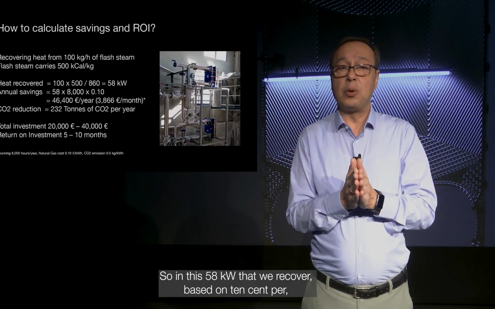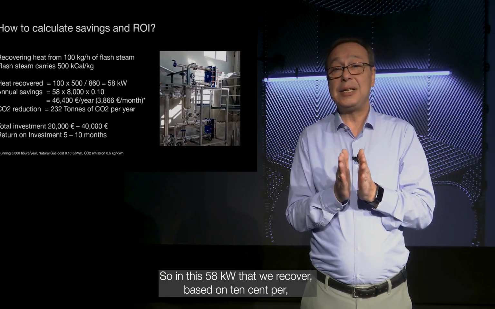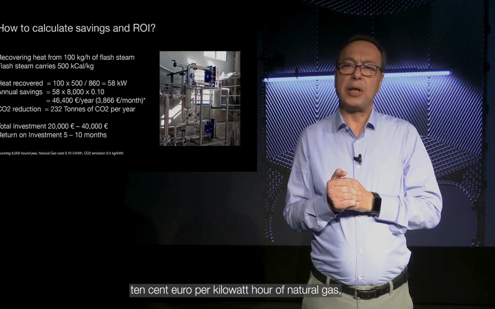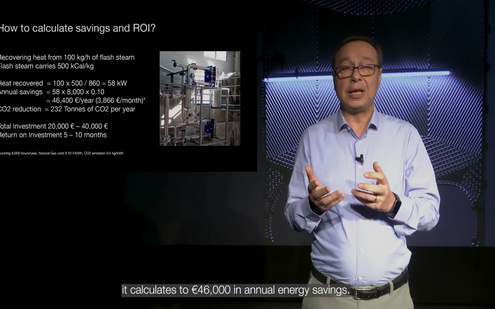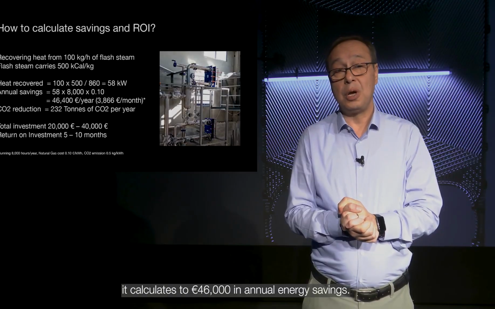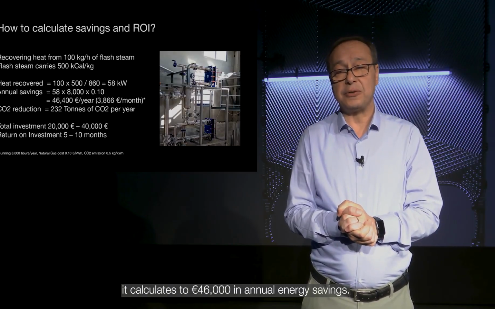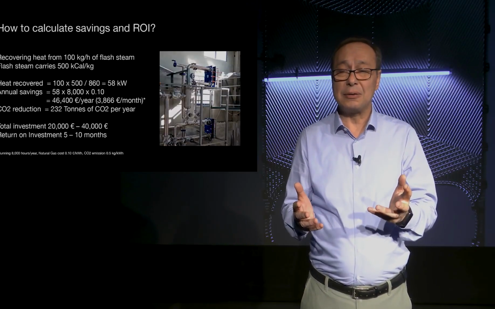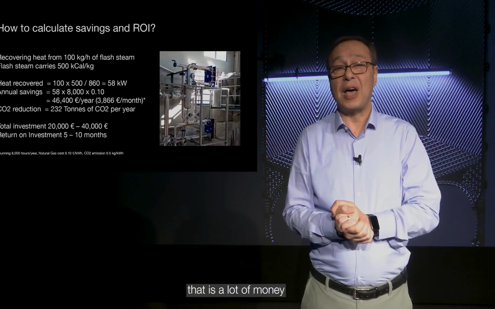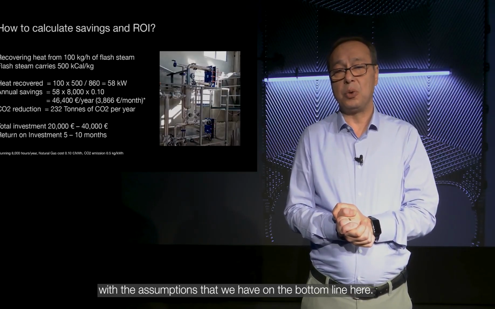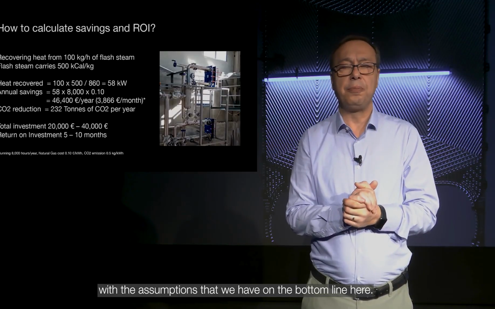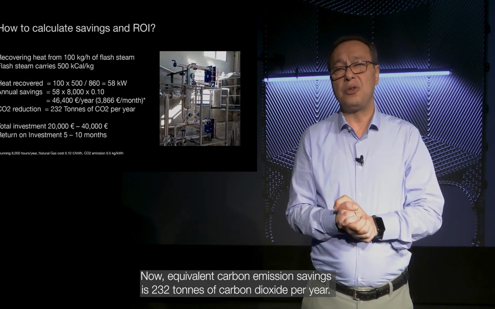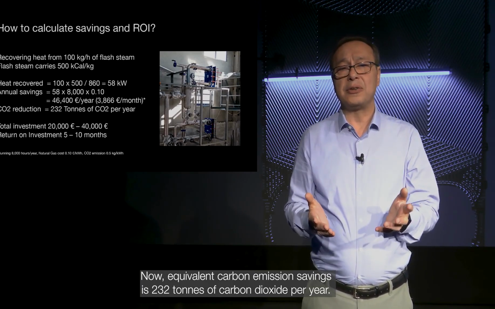So in this 58 kilowatts that we recover, based on 10 cent euro per kilowatt hour of natural gas, it calculates to 46,000 euro in annual energy savings. If we divide that, it's just under 4,000 euro a month. I repeat, 4,000 euro a month. That is a lot of money, with the assumptions that we have on the bottom line here. The equivalent carbon emission savings is 232 tons of carbon dioxide per year.